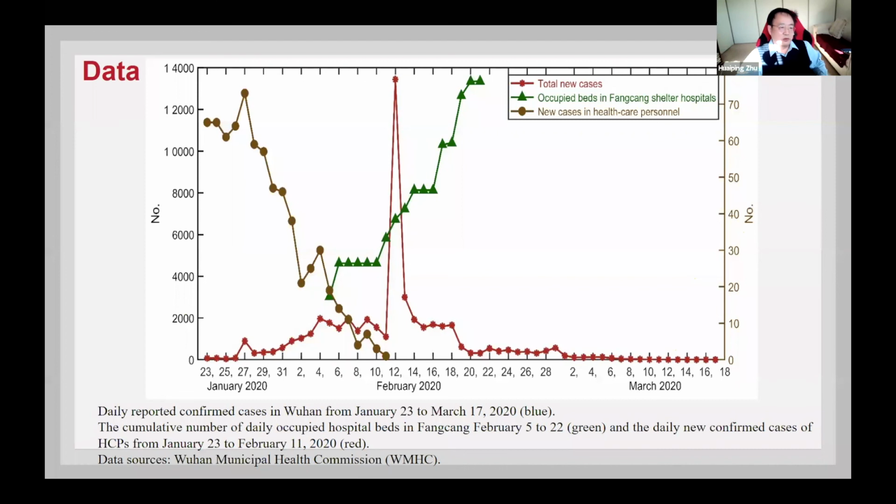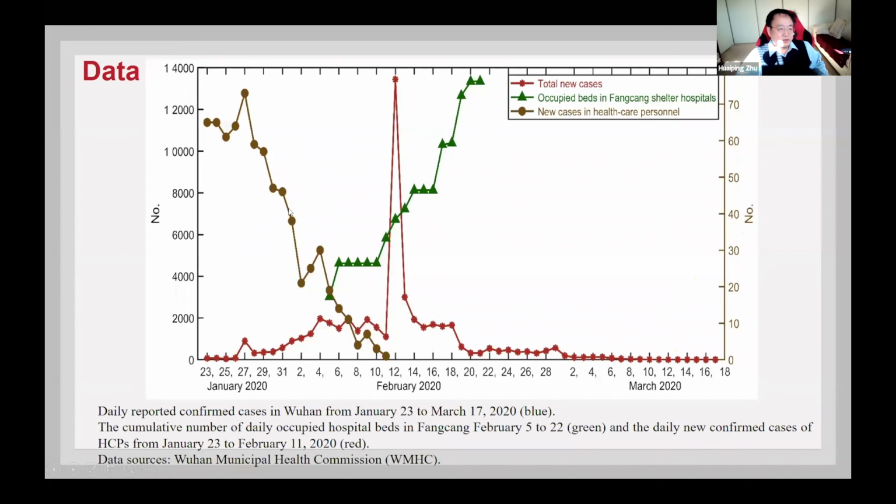The third data to show is the round dots. Look at the right panel. From the beginning, a lot of HCPs, healthcare personnel, were infected. You see, the first starting of 66 or 65 daily, this number of hospital care workers died from the infection. Not died, cases, new cases of healthcare personnel getting infected. Especially, you see, this is February 5th.